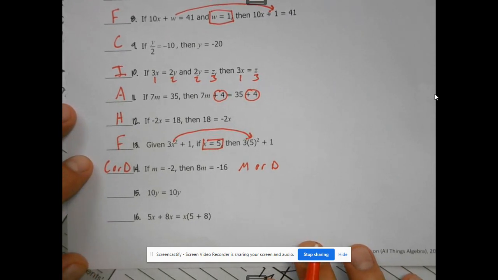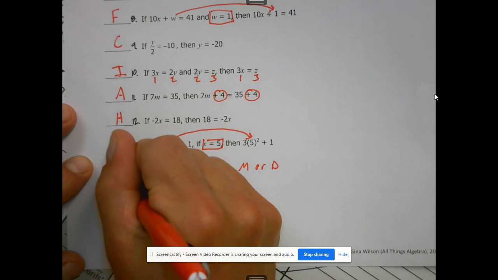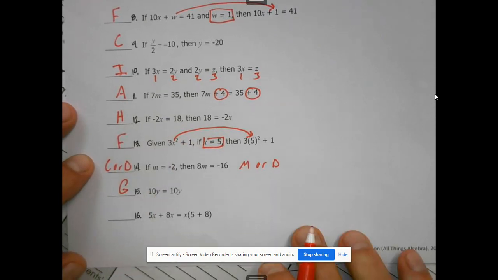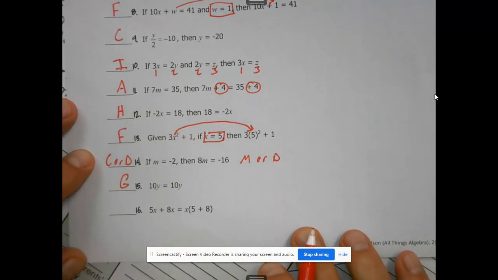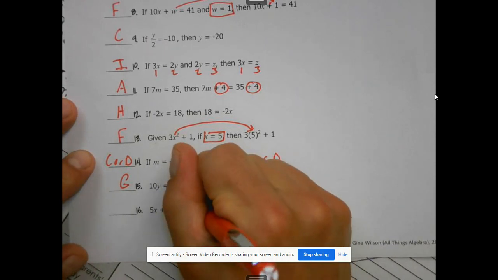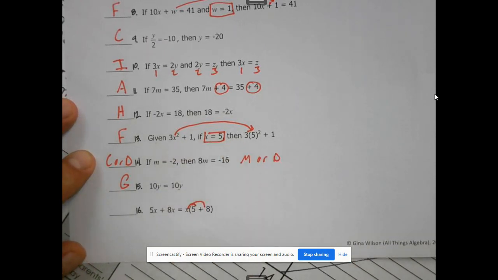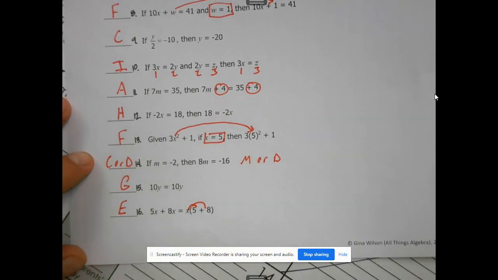15, same on both sides. 10y equals 10y. That is your reflexive property. We'll talk more about that one later. And last one, they just distributed to both sides, distribution property, which is letter E. That is it for your algebraic proofs.